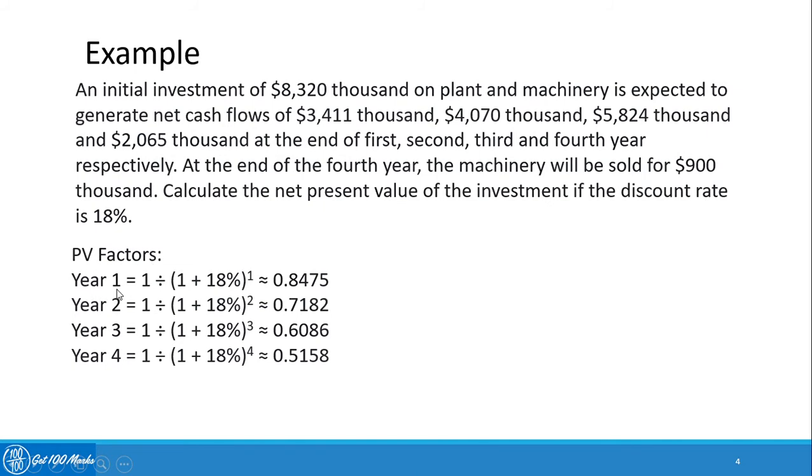So if you take year 1 divided by 1 plus 18% to the power of 1, which means the value of $1 discounted at 18% for 1 year is 0.8475. So if the value of $1 is 0.8475, the value of $3,411,000 will be 0.8475 multiplied by 3411. That's how you calculate PV factors.